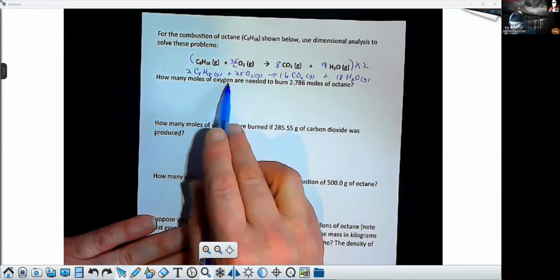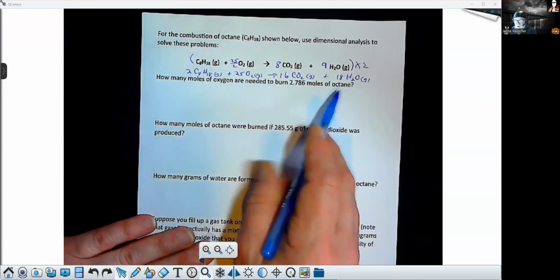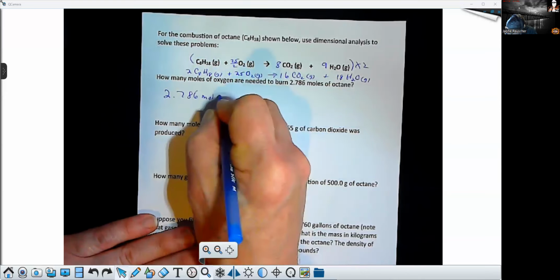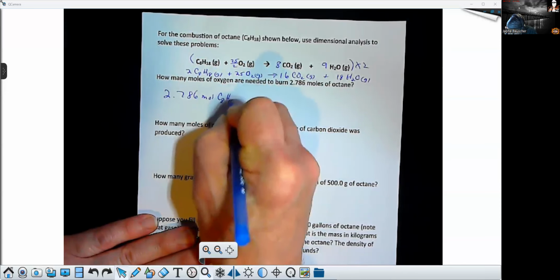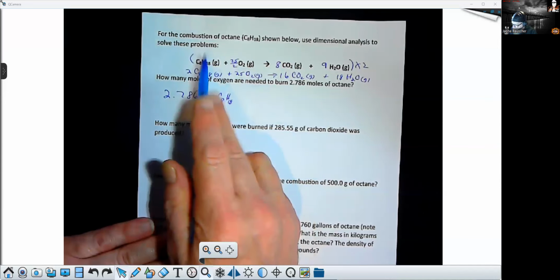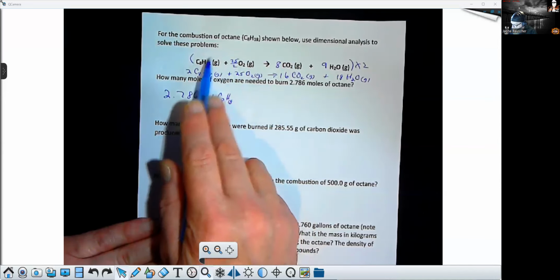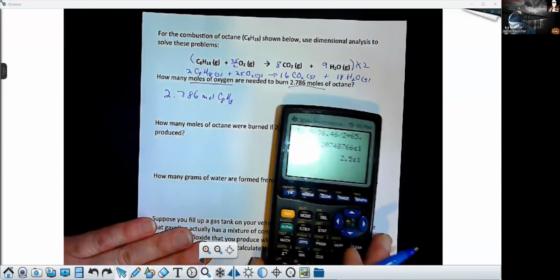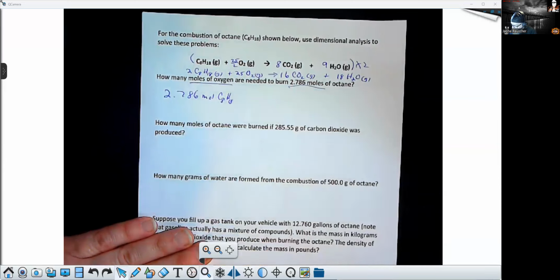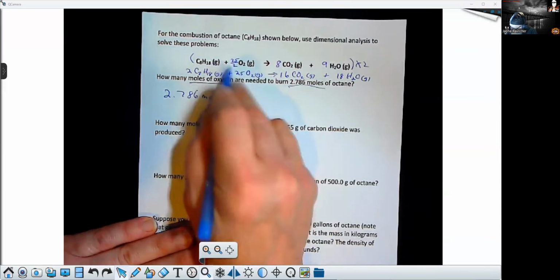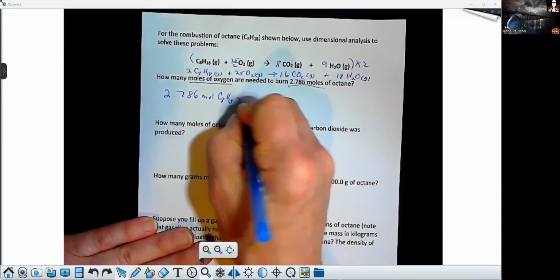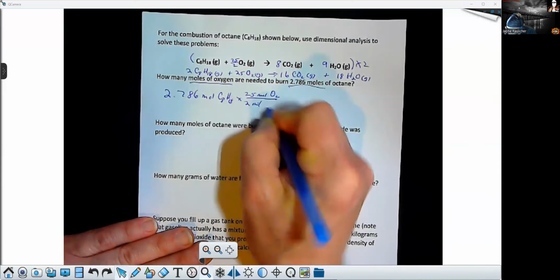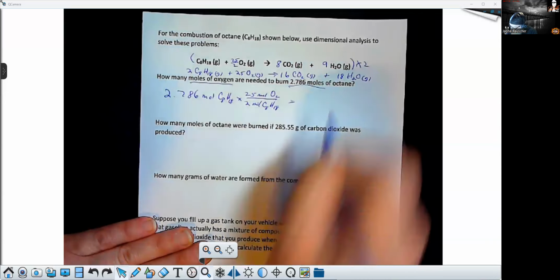Okay. So how many moles of oxygen are needed to burn 2.786 moles of octane? So we have 2.786 mole of octane, C8H18. We only need to go from moles of octane to moles of oxygen, right? This is an easier problem than what we were doing on the other page. To convert from moles of this to moles of that, we use the stoichiometry of this and this. So we want to multiply this by 25 mole O2 for every 2 mole C8H18. And that's the whole problem.